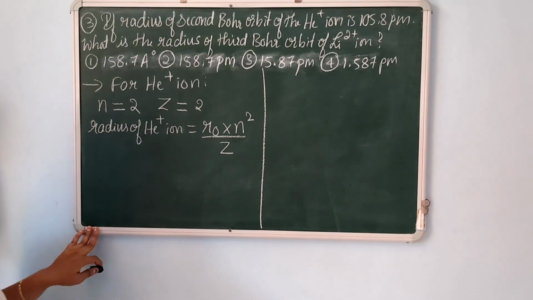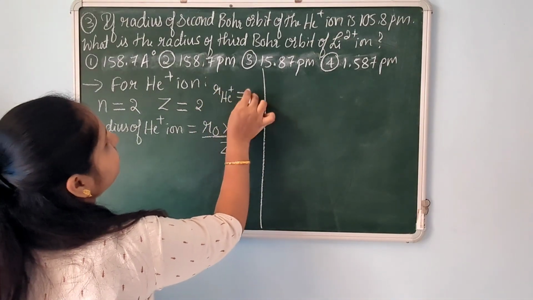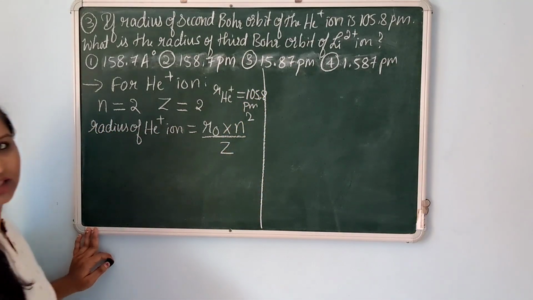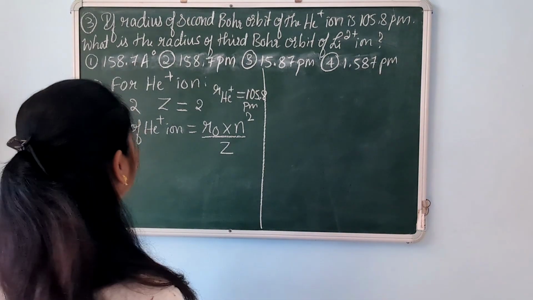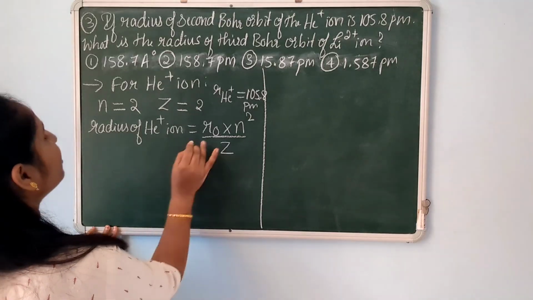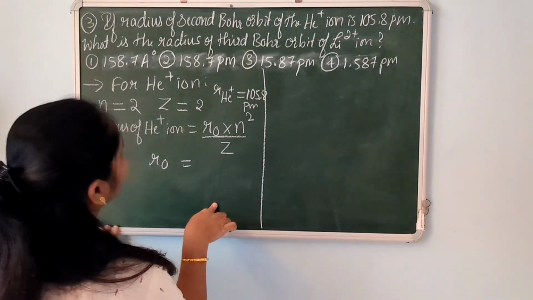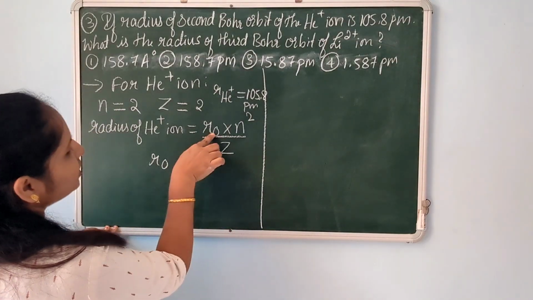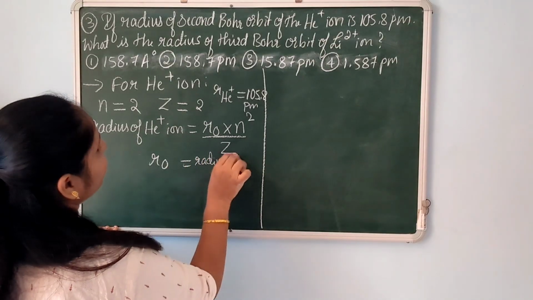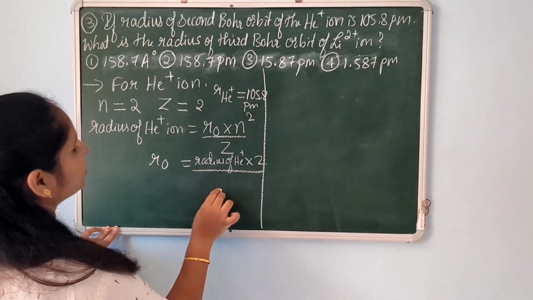Along with that, they have also given the radius of this He plus ion, 105.8 picometer, already in the problem itself. So what is R0 here? R0 has to be calculated. So I'll take R0 on one side, and the radius of He plus ion will come to the denominator. So R0 is equal to radius of He plus ion into Z upon N square.